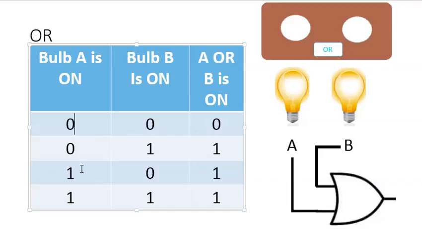So the short circuit definition for an OR is if you find a 1 anywhere, you automatically can say you're getting a 1 back out. That is the OR.